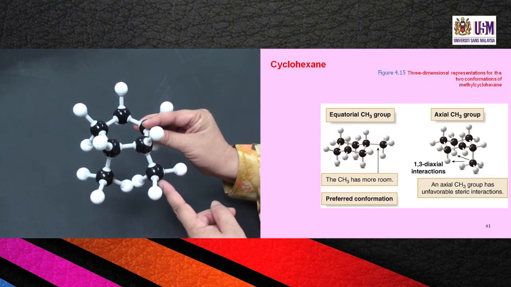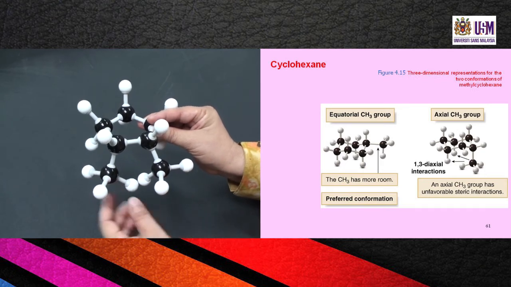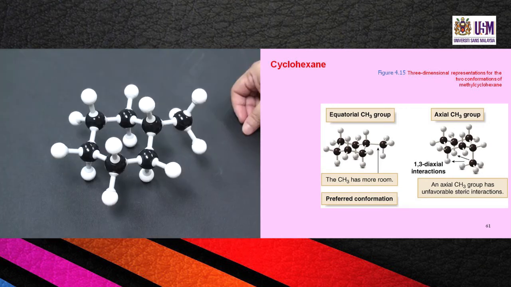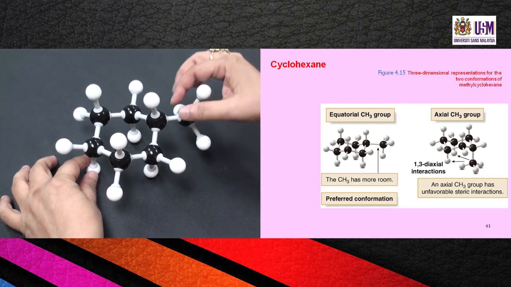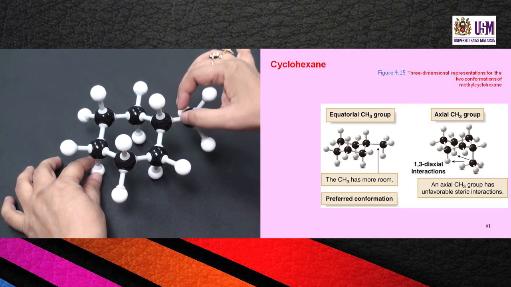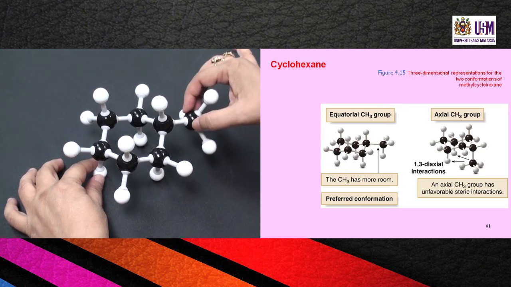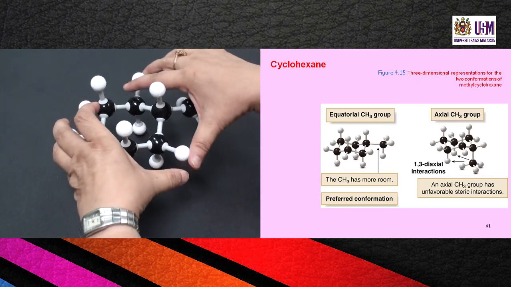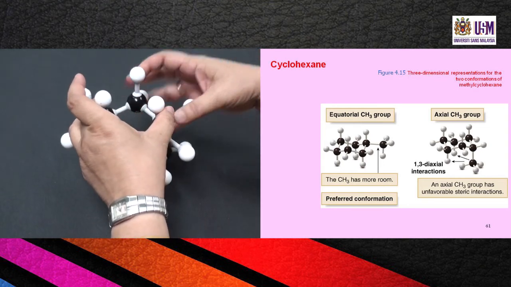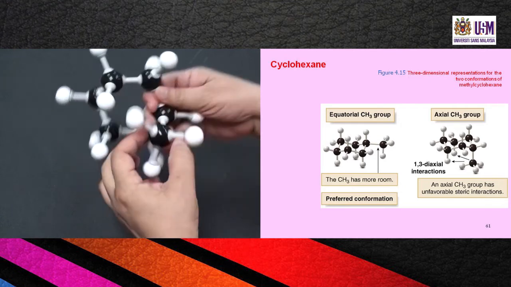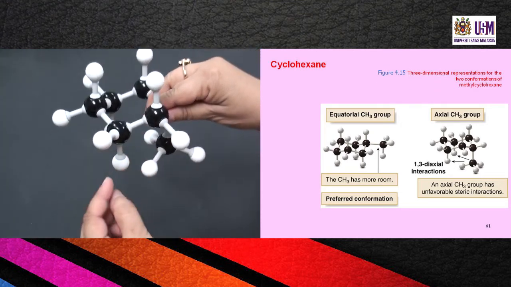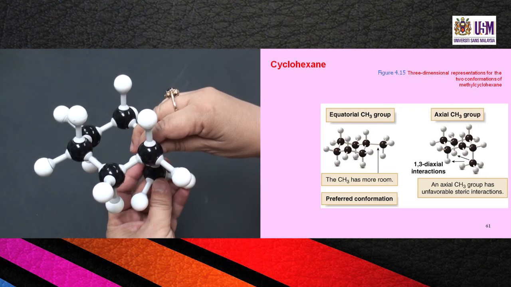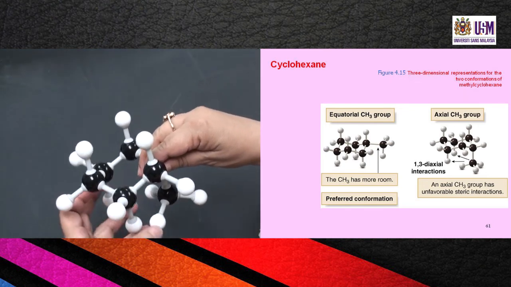In the cis 1,2 dimethyl cyclopentane, both the methyl groups are on the same side. Now we can see the methyl group is at the equatorial position. The methyl group has more room. This is the preferred conformation. And if we were to flip this, we will see now the methyl has gone to the axial position. And there are 1,3 diaxial interactions. An axial methyl group has unfavorable steric interactions.